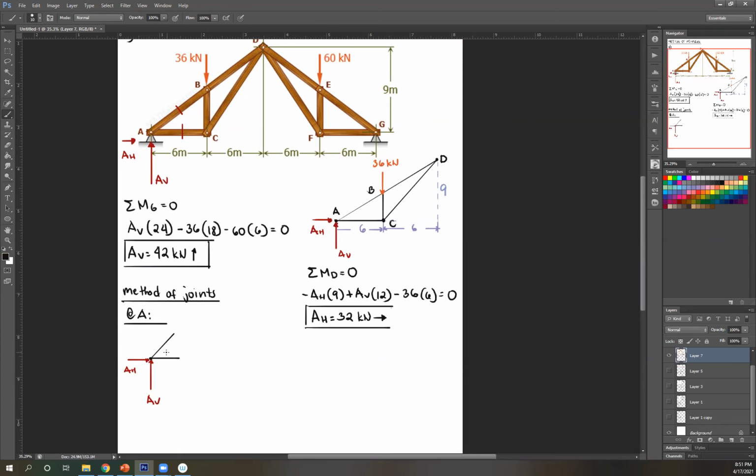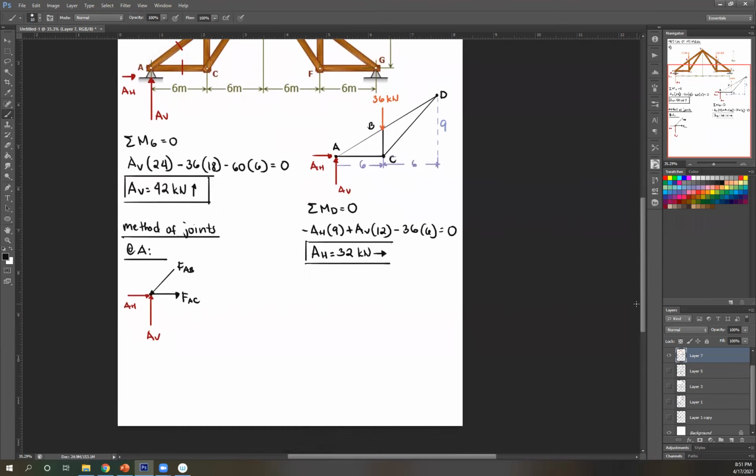So intelligent guess or educated guess. This is upward, therefore I need a downward force to put this into equilibrium. There, and then I already have a force to the left and right. So I'm just going to guess this is to the right. So this is your FAB. This is your FAC. Okay. So method of joints, you already know how to solve for this, right? So let's go through the steps. So let's start with summation of forces.